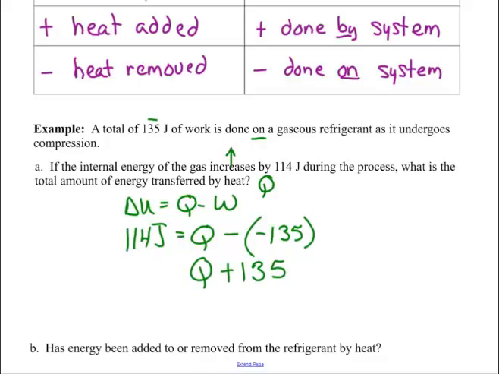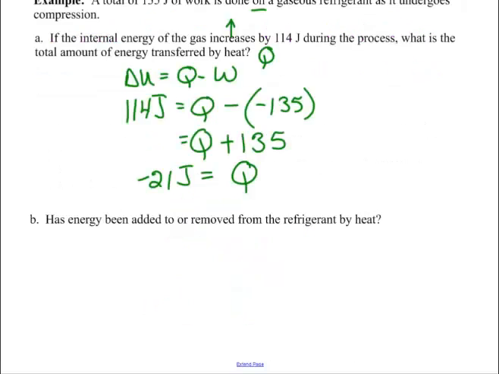So now we have to subtract 135 from each side. We end up with negative 21 joules equals Q. So the question now asks, has energy been added or removed to the refrigerant by heat? Well, we take a look at our sign. Q is negative, so heat has been removed.